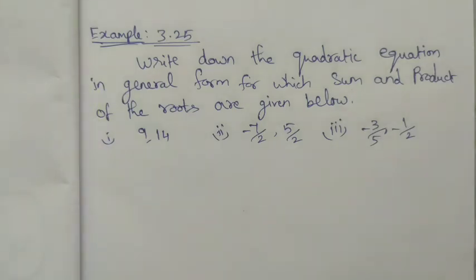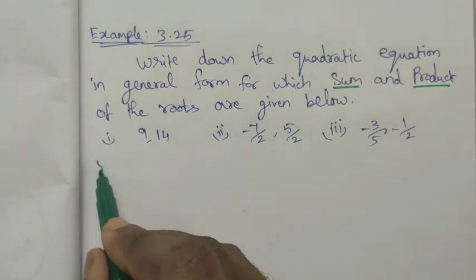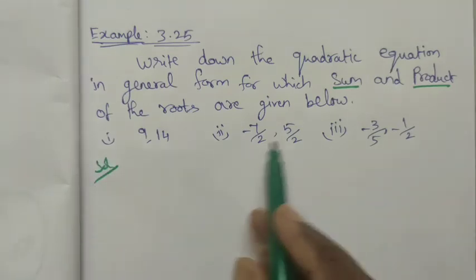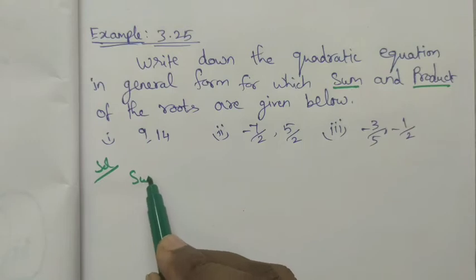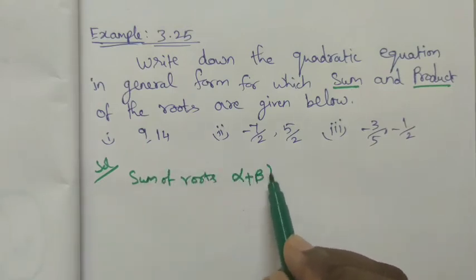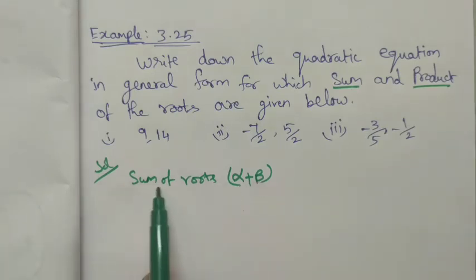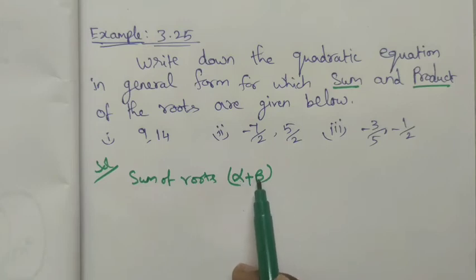See example sum 3.25. Write down the quadratic equation in general form for which the sum and product of the roots are given. What is given? The sum of the roots and the product of the roots are given below. The first Roman number is 9, 14. For the solution of the first Roman number, we know that the sum of roots is equal to alpha plus beta. One of the roots is alpha, the other root is beta.